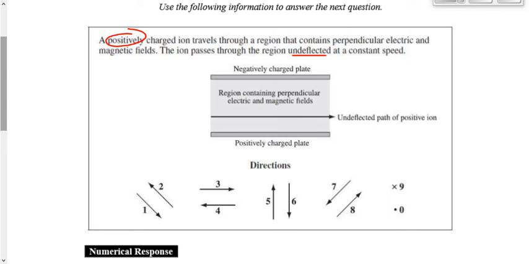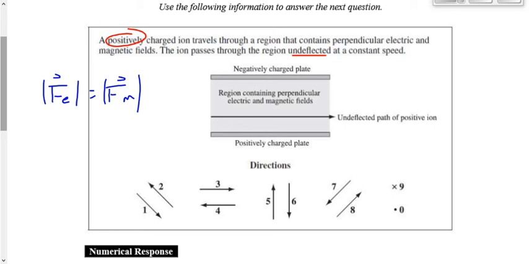The electric force is equal to the magnetic force. Good. Two forces have to balance each other out. Remember this, fields will never balance. Fields will never balance. Forces can balance. So you got two fields here, electric and magnetic. That's great. They won't balance. But if a particle goes undeflected through the two, then the electric force must balance the magnetic force.